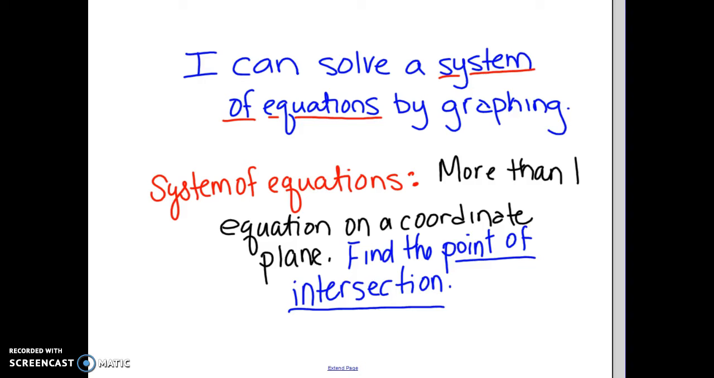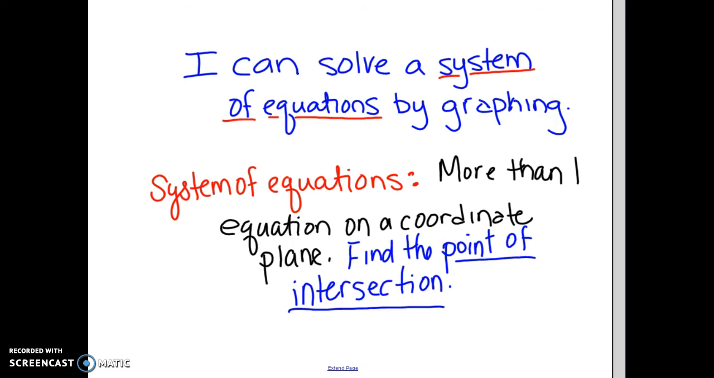The learning target for this video: I can solve a system of equations by graphing. A system of equations is when you have more than one equation on a coordinate plane and you're looking for the point of intersection, because the point of intersection works for both of the equations, or if you have more than two, the point of intersection would have to work for all of the equations.